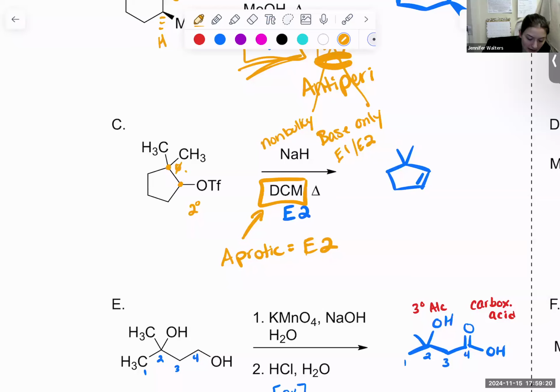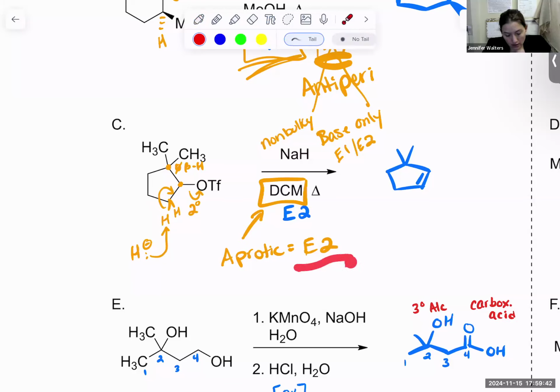There are 0 beta hydrogens to the top left, but there are 2 to the bottom left. So the only way to do the elimination is from this left-hand side or bottom left, so that does that elimination. Because we are concerted, you can only take it from the side that has hydrogens. I only have hydrogens on this side. That's the only alkene that I can make. Any questions about C?